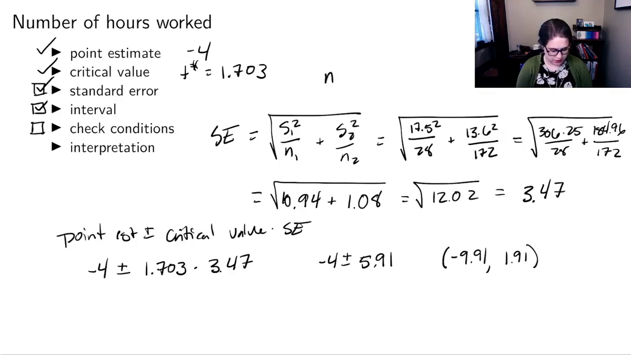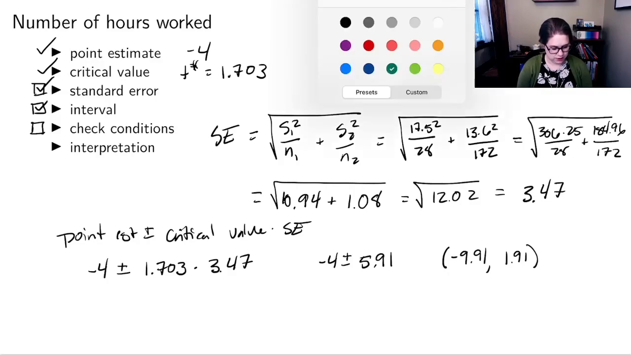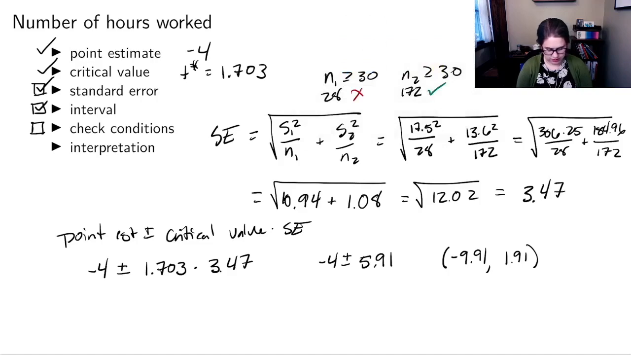Okay, we also need to check conditions. So we need n1 greater than or equal to 30 and n2 greater than or equal to 30. n1 was 28 and n2 was 172. So the 172, that's good, but the 28 is actually not good. So the conditions are technically not met. Maybe we shouldn't be doing inference using this t-distribution. Maybe we should be doing the bootstrap instead. And I'll show you that method as well. So maybe we shouldn't be doing this, but we're going to do the interpretation anyway, just so that we can practice our sentence.